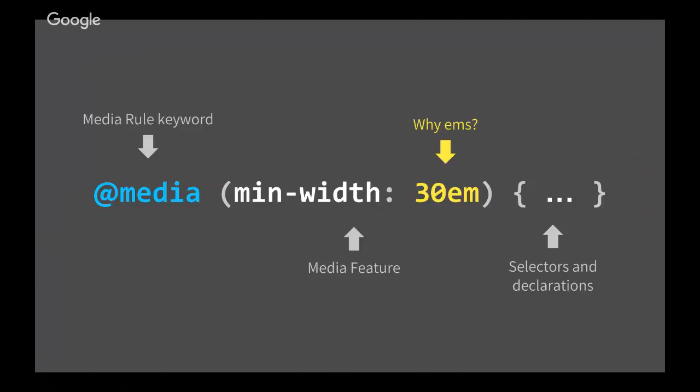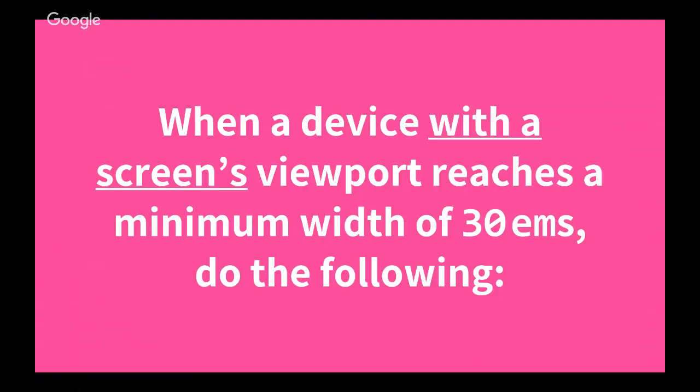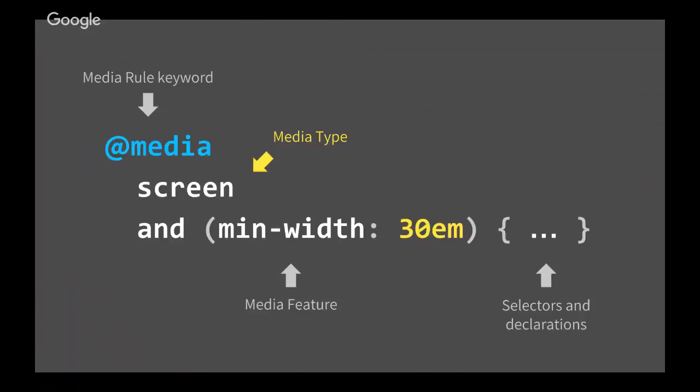So now let's up the complexity a little. When a device with a screen's viewport reaches a minimum width of 30 ems, do the following. So how do we get there? With a media type of screen and a minimum width of 30 ems, apply these selectors and declarations. The media type is a subtle but important distinction. It targets screens. So what other media types are there?